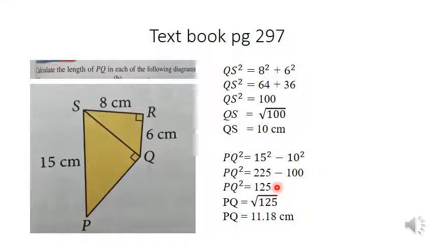But this one is PQ square. You want to find PQ, find the square root of 125. So PQ is 11.18 cm. Now you can write cm because in the diagram no cm, so in your answer you write cm.